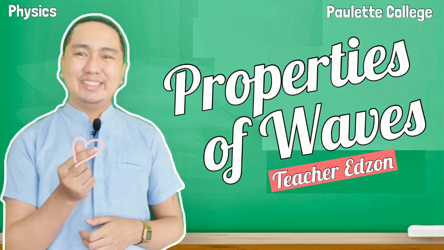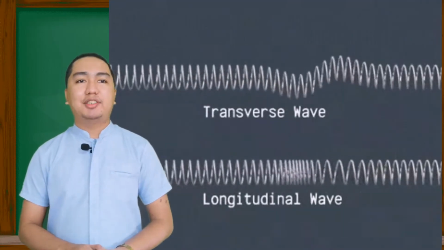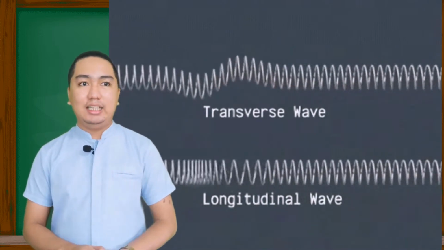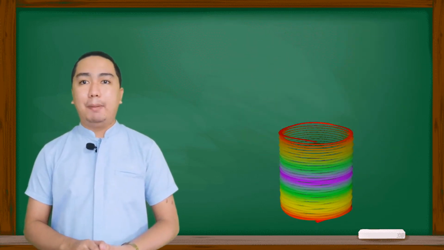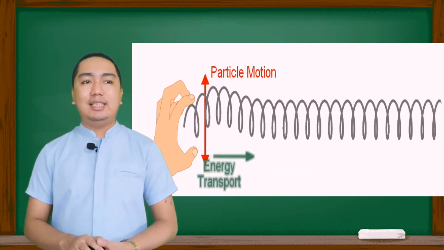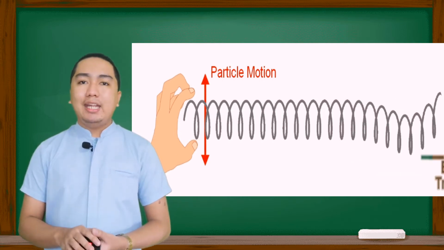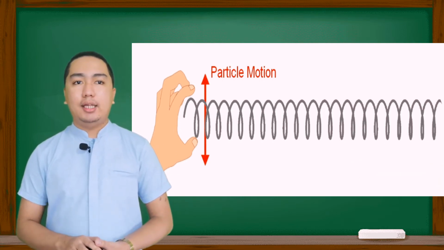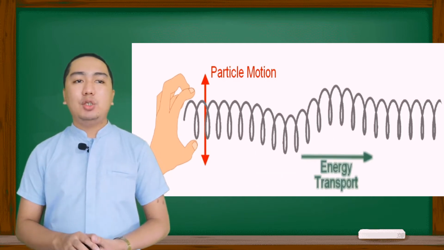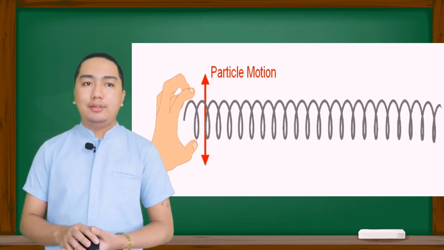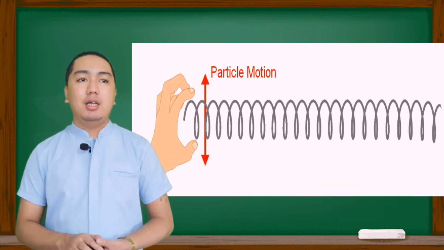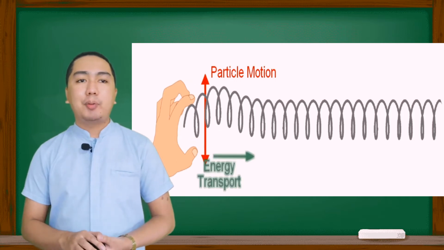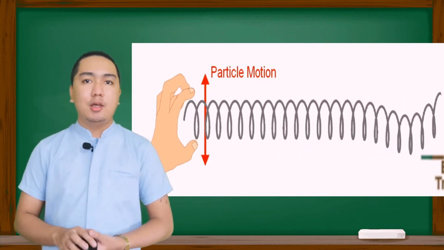For today's lesson, I'll be discussing the properties of waves. Transverse and longitudinal waves may be observed through the use of a slinky. A slinky is a helical spring that can be stretched and made to bounce up and down. If one end of a slinky is made to move up and down, energy is transferred from the end. This energy causes the individual coils to be displaced upward and downward, creating a transverse wave. Recall that in a transverse wave, the particles of the medium move perpendicular to the direction of the wave's motion.